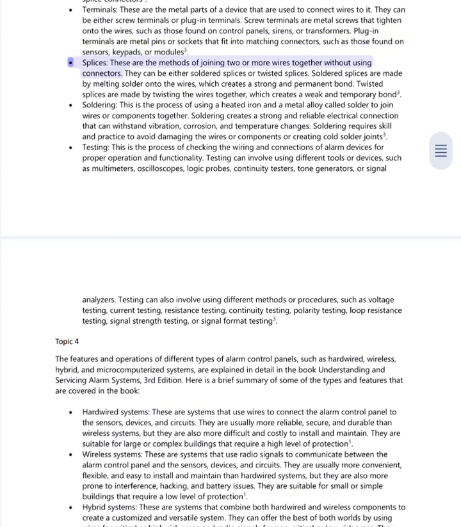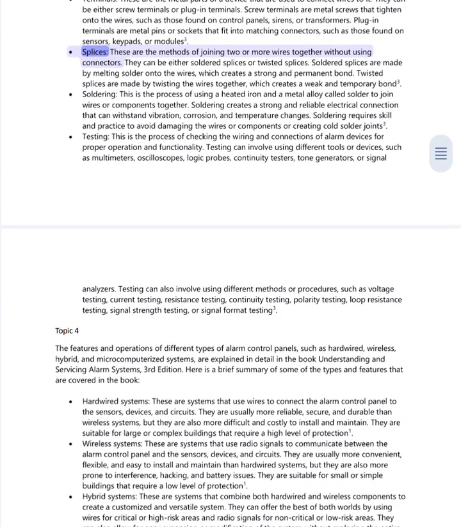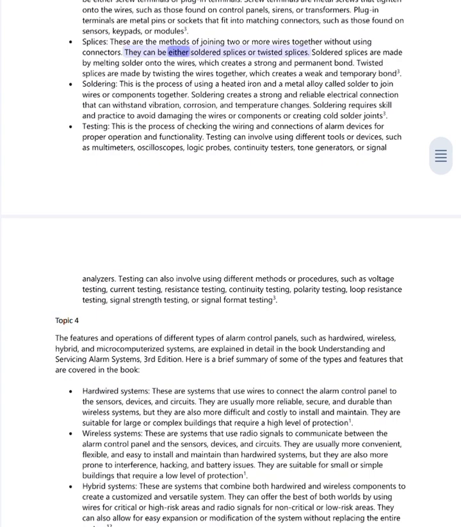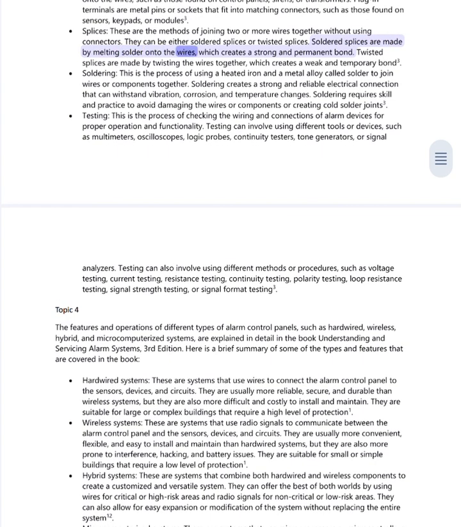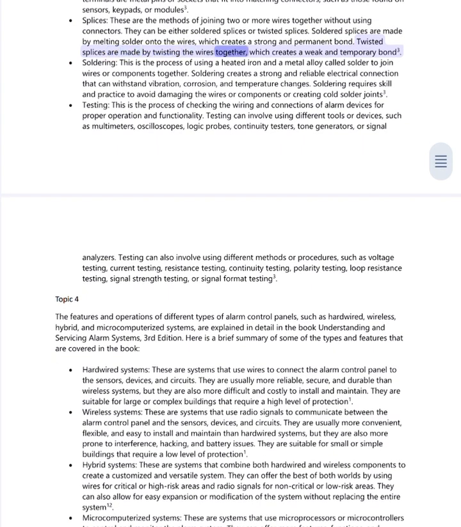modules. Splices. These are the methods of joining 2 or more wires together without using connectors. They can be either soldered splices or twisted splices. Soldered splices are made by melting solder onto the wires, which creates a strong and permanent bond. Twisted splices are made by twisting the wires together, which creates a weak and temporary bond.